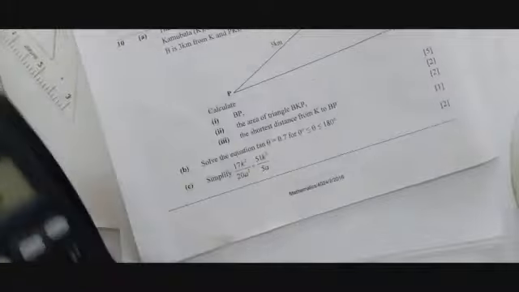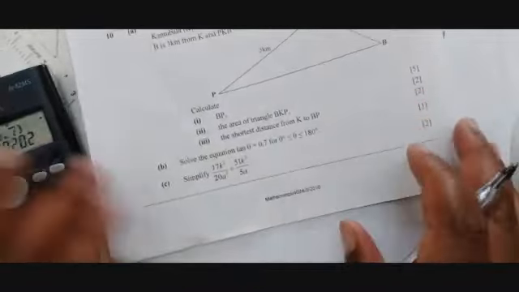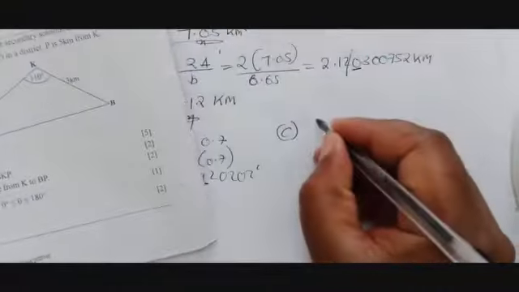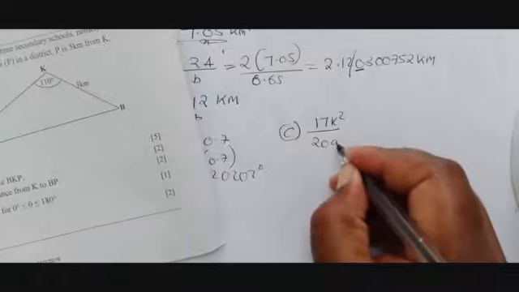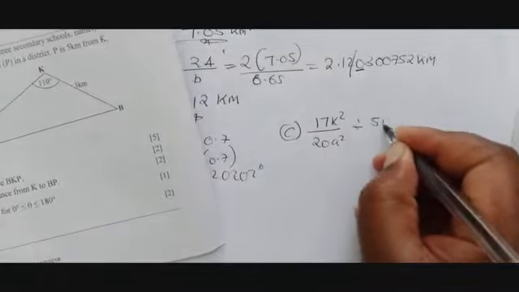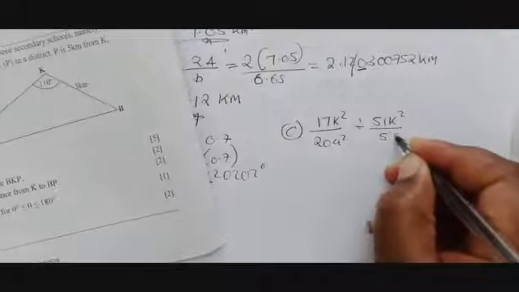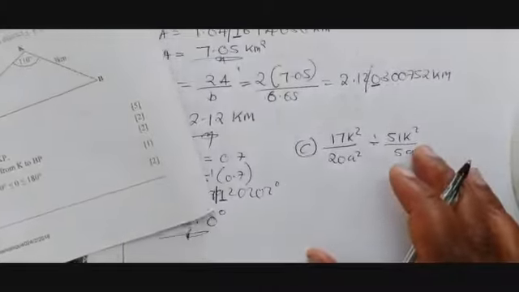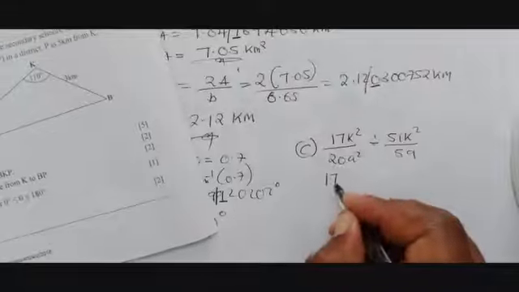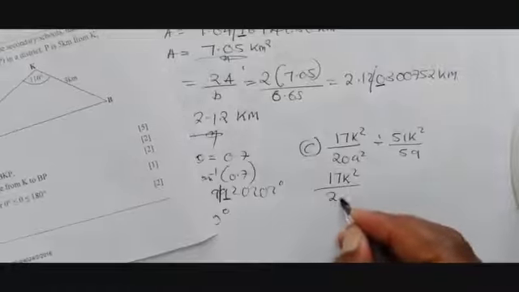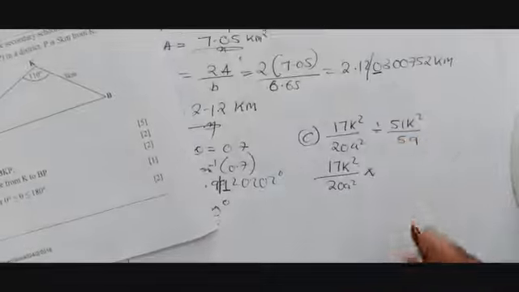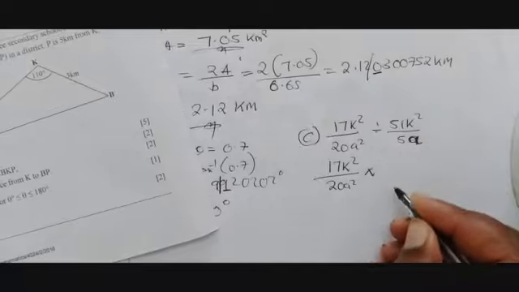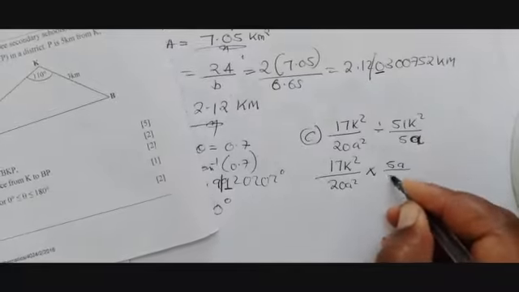What is C? Simplify. Alright, we'll simplify that problem. This is the easiest. 17k squared divided by 20a squared divided by 51k squared over 5a. Alright? The best way of dividing these fractions is by multiplying them. We'll say 17k squared over 20a squared times, then swap here, get the multiplicative inverse or the reciprocal. Take note, this is a. So you have 5a divided by 51k squared.